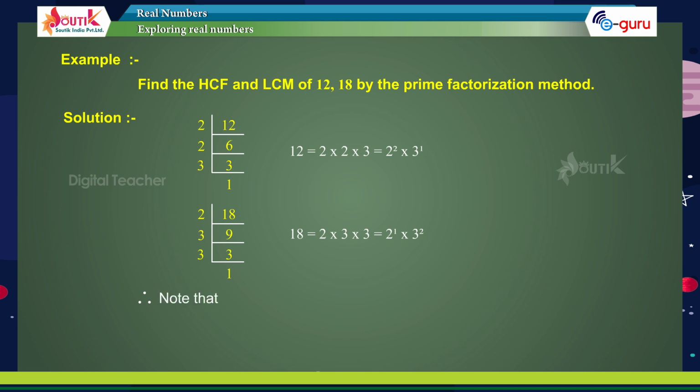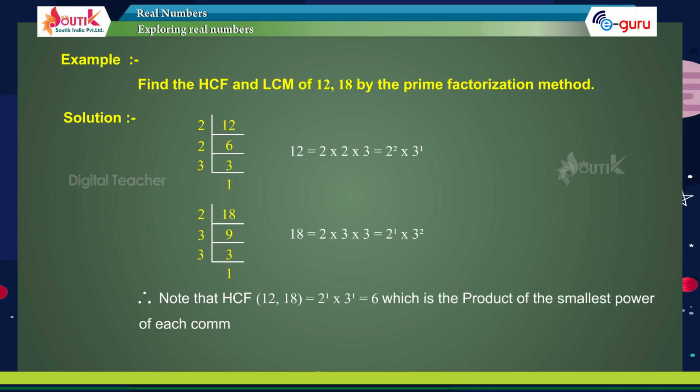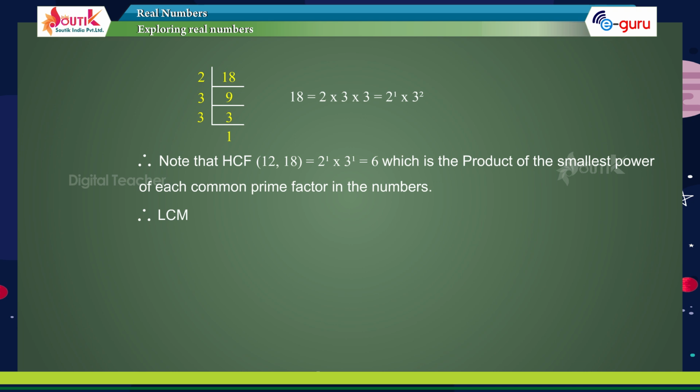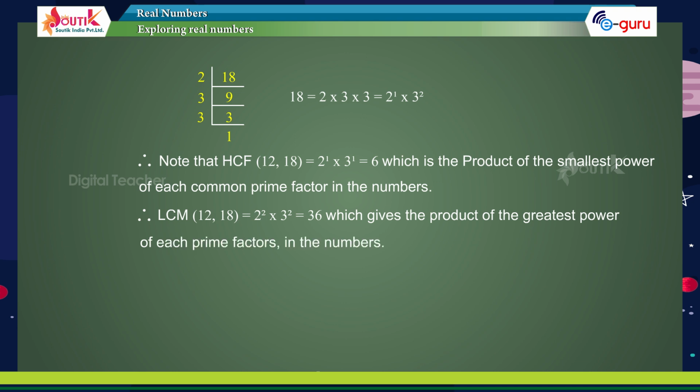Therefore, note that HCF of 12 and 18 equals 2 to the power of 1 into 3 to the power of 1, which equals 6, which is the product of the smallest power of each common prime factor in the numbers. Therefore, LCM of 12 and 18 equals 2 square into 3 square, which equals 36, which gives the product of the greatest power of each prime factor in the numbers.